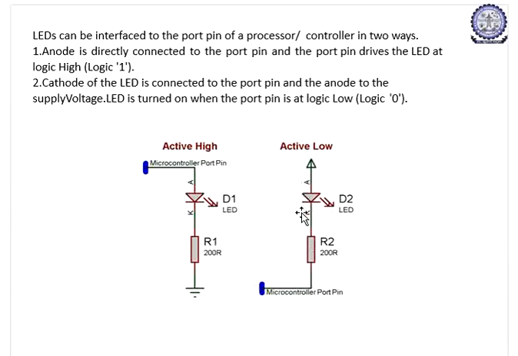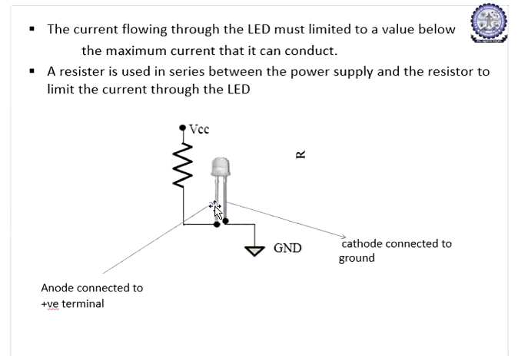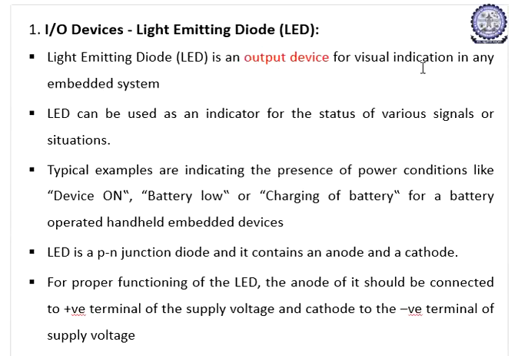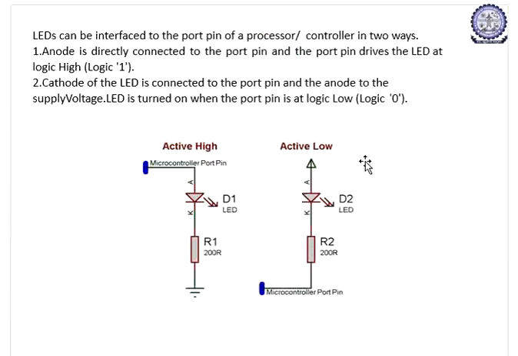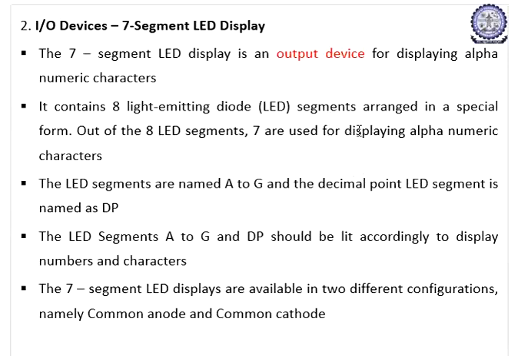If it is connected to the cathode, whenever it is low, the LED will be glowing. That's their representation. So if it is 0 and connected to the cathode, it will glow. Whenever it is connected to the anode and high is given, then the LED will glow. That's the representation of the I/O subsystem. It acts like an output device. Next one is the 7-segment LED display.